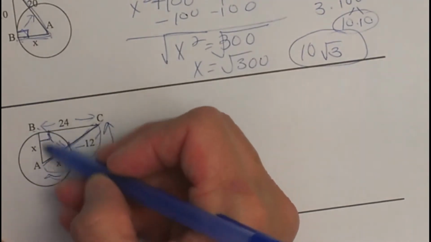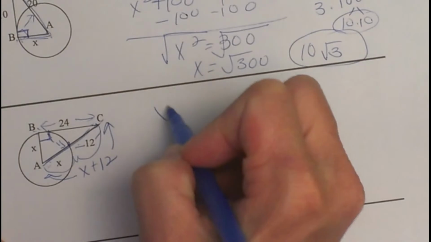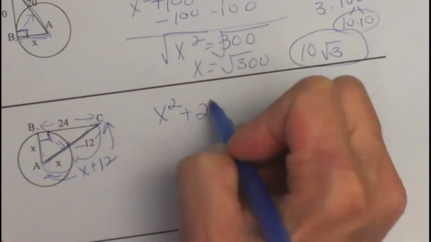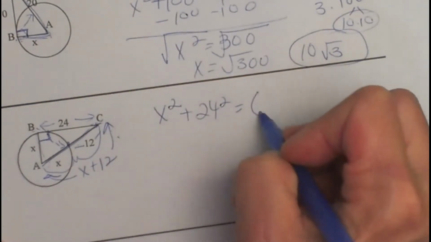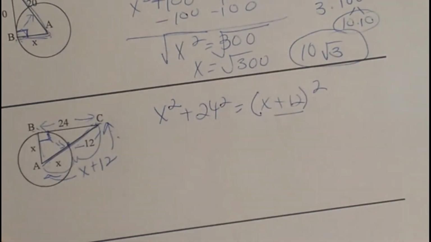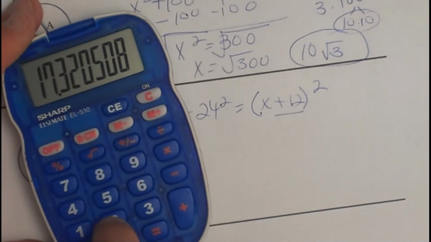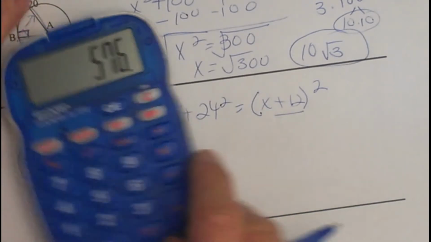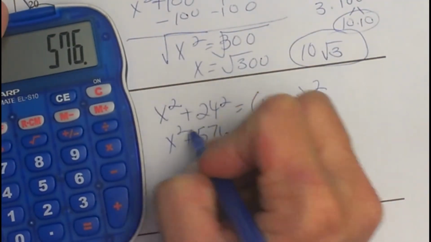Here's a leg, and here's a hypotenuse. So let's see, x squared is my a squared, 24 squared is my b squared, and then x plus 12 is that whole side, but I have to square it because that's c squared. Okay, so let's try to simplify that. 24 times 24 is 576 plus x squared.